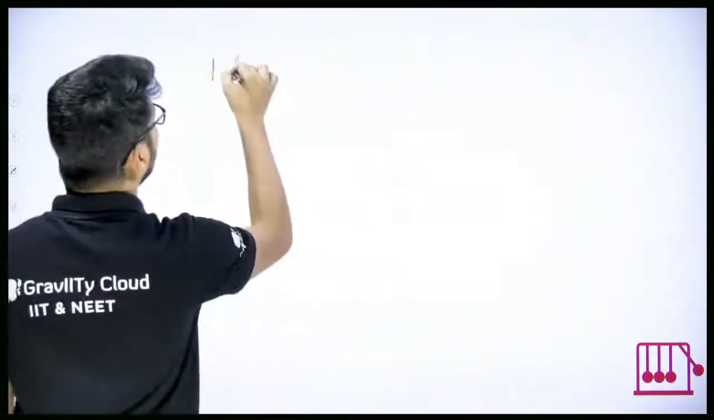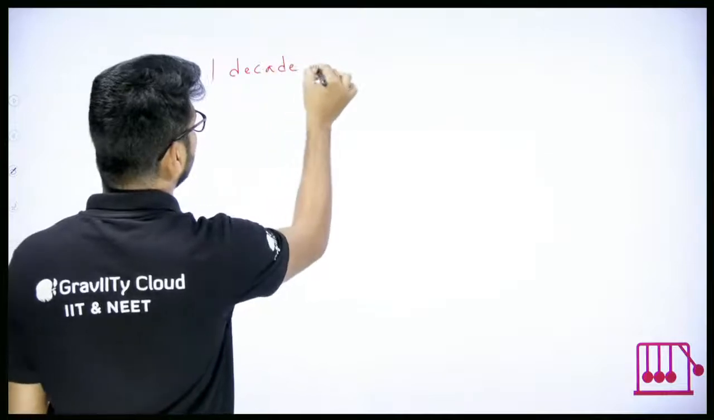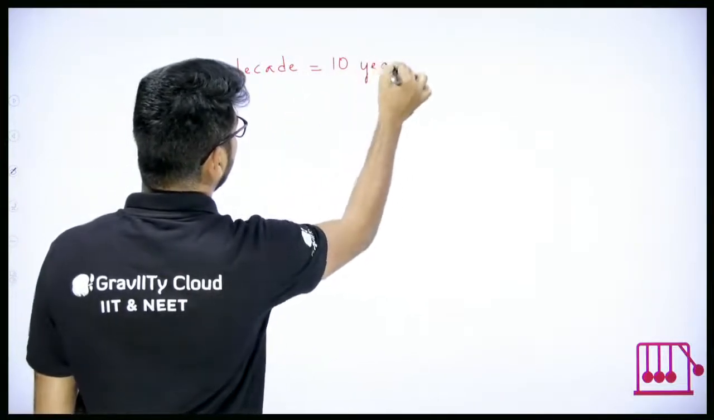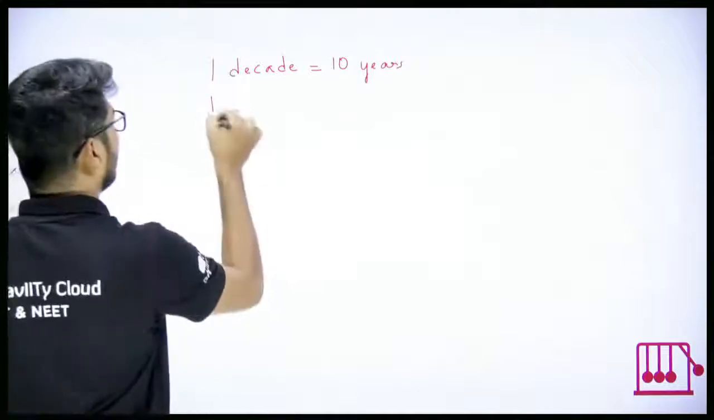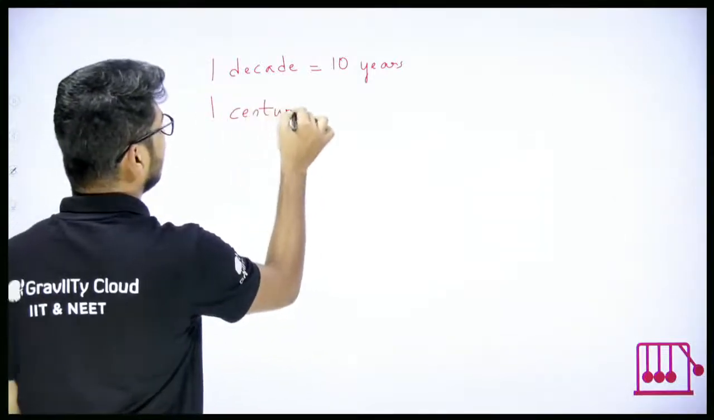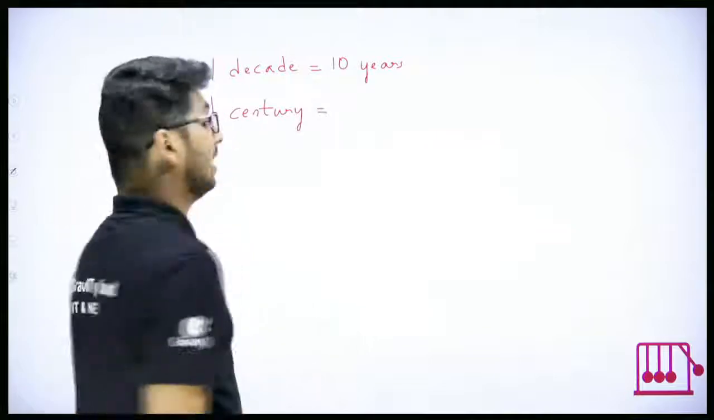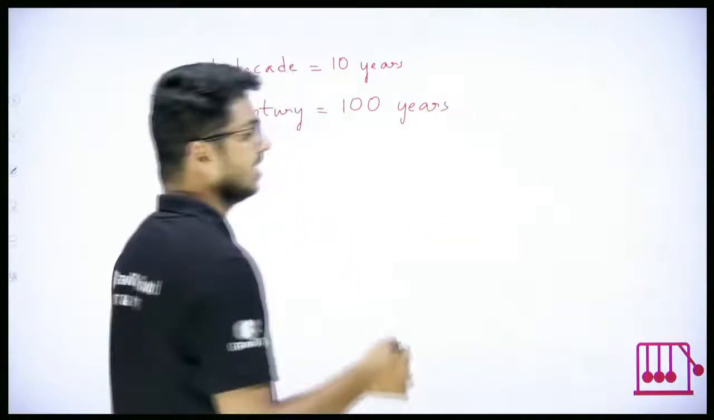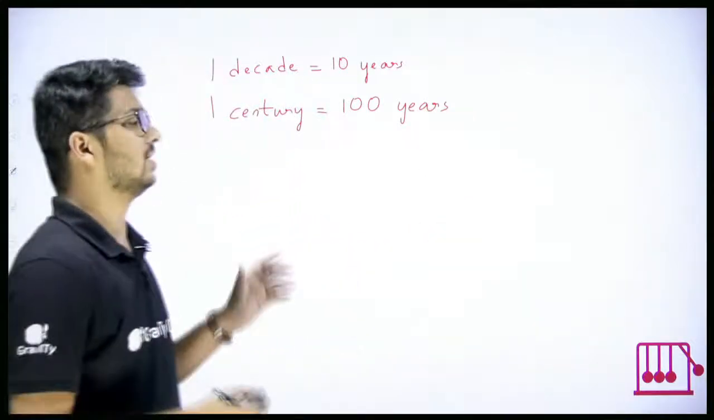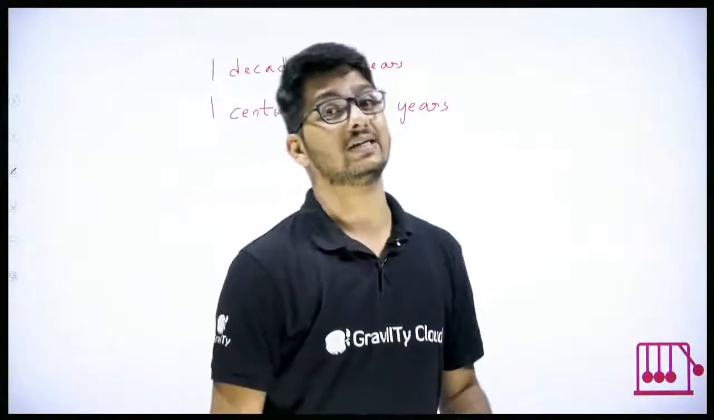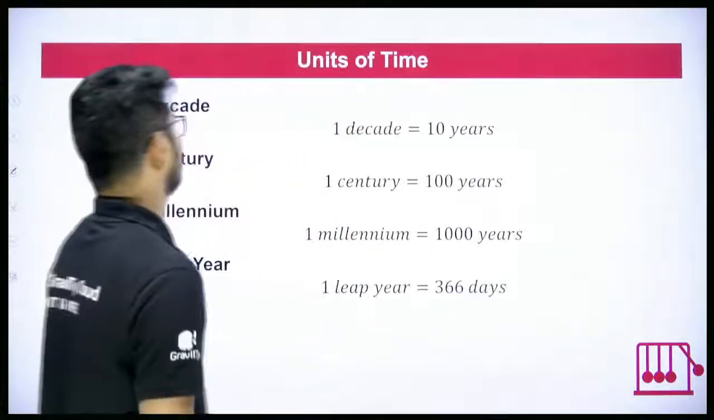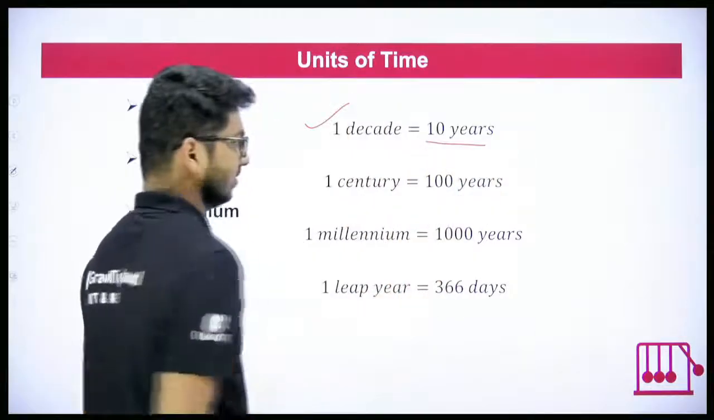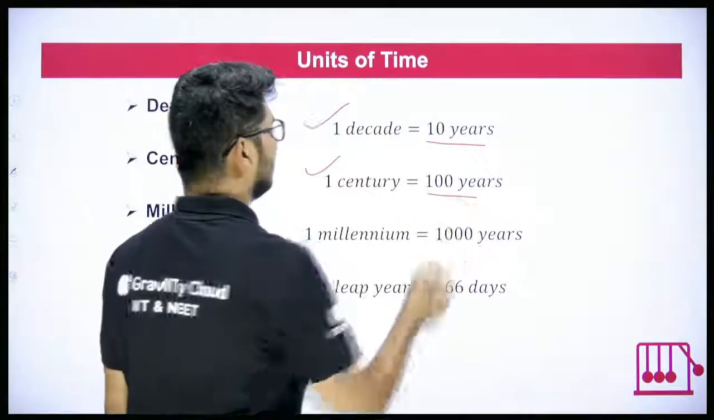Have you heard about a decade? Yes or no? What is 1 decade equal to? When you say 1 decade, it is equal to 10 years. What about 1 century? What is 1 century equal to? You know about century in cricket. Century is 100. So when we say 1 century, it is equal to 100 years. Clear? So keeping that in mind, 1 decade is 10 years.